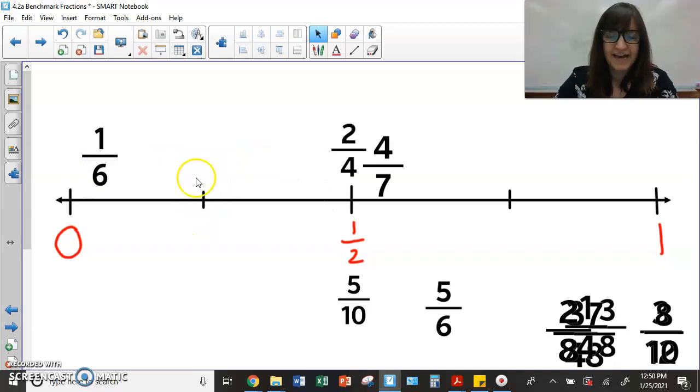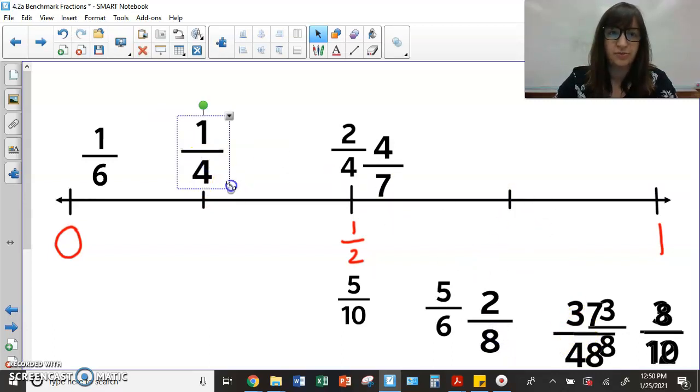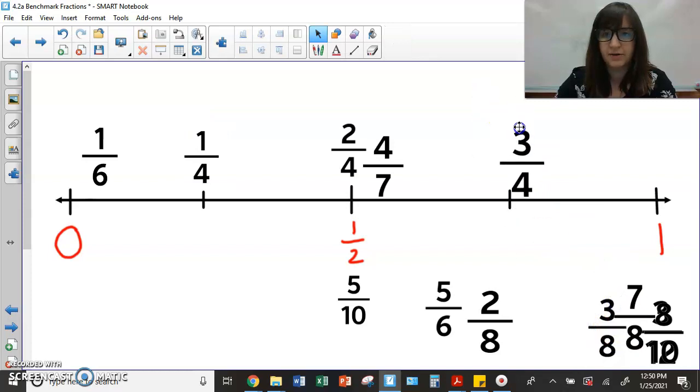I think about this halfway point right here. These halfway points actually represent 1/4 and 3/4. So this is 1/4 and this is 3/4 right here because 2/4 is equal to 1/2, and this number line is actually split into 4 pieces. So we have 1, 2, 3, 4. So this line is exactly 3/4. This line is exactly 1/4. This line is exactly 2/4.